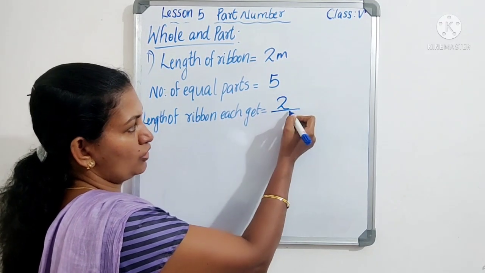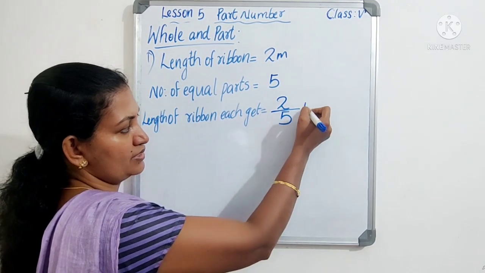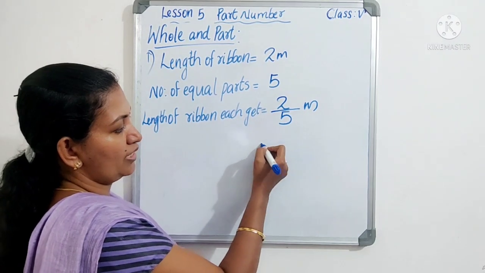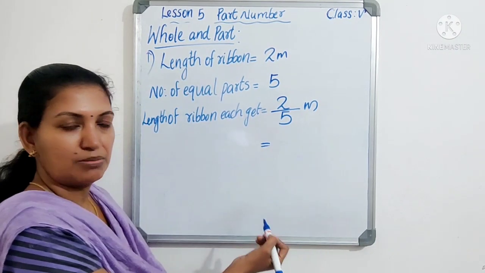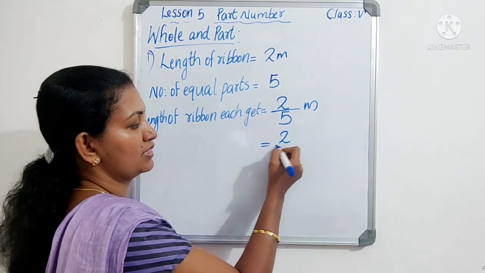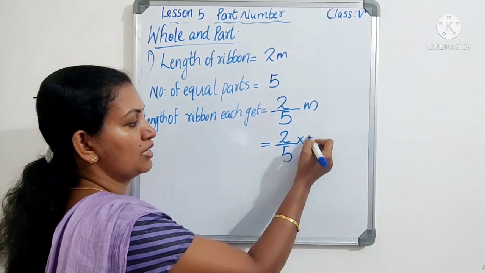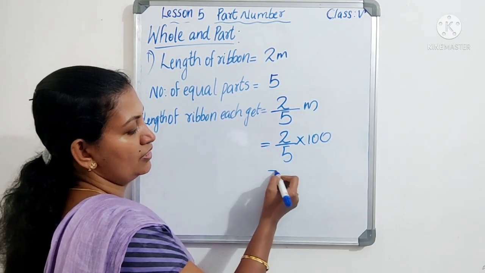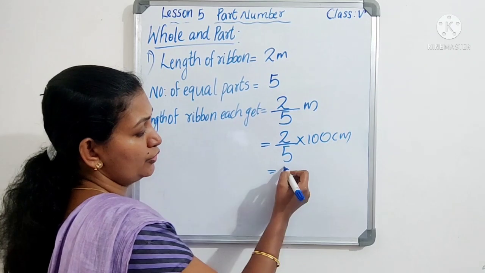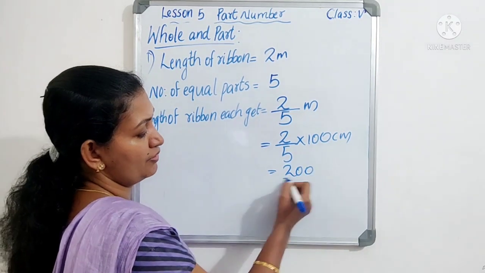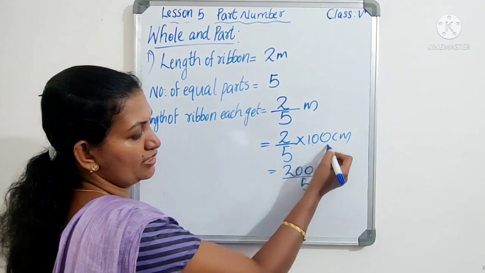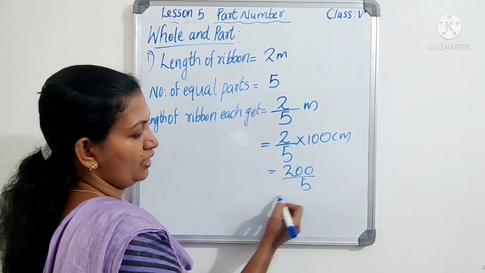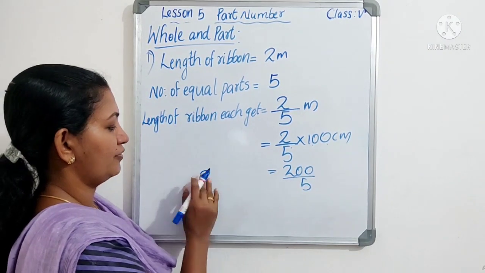Then length of ribbon each get. Total 2 meter long ribbon divided into 5 equal parts. This is in meter. Okay. This we want to convert into centimeter. How can you convert meter to centimeter? Yes, that is multiplying with 100. Equal to 200 divided by 5. 2 into 100 is 200 divided by 5. How can you divide 200 by 5?